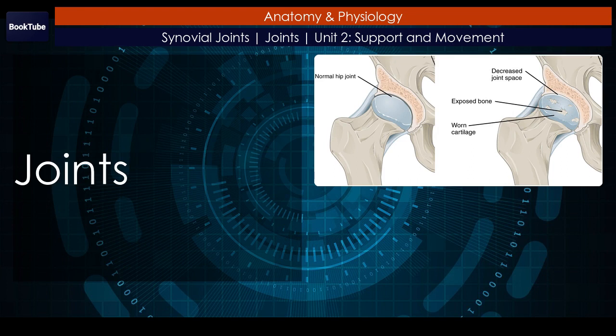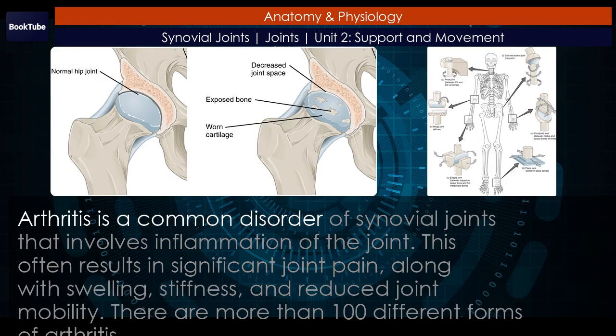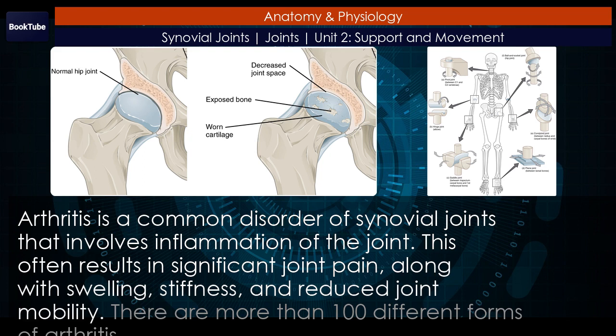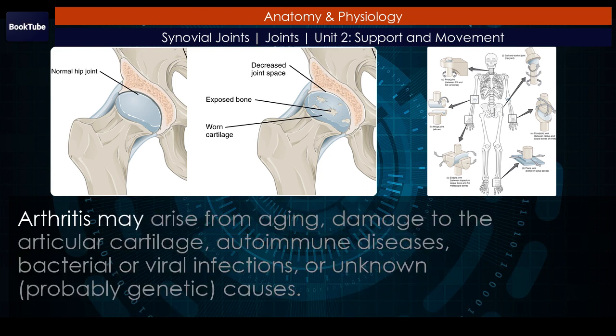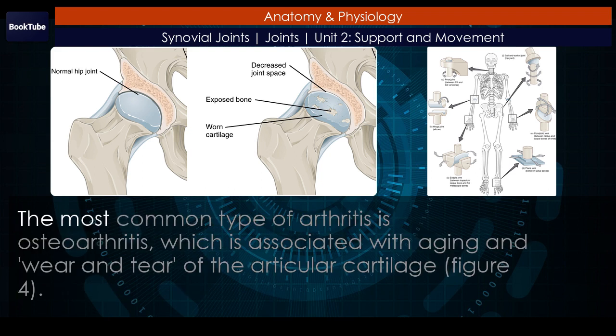Aging and the joints. Arthritis is a common disorder of synovial joints that involves inflammation of the joint. This often results in significant joint pain, along with swelling, stiffness, and reduced joint mobility. There are more than 100 different forms of arthritis. Arthritis may arise from aging, damage to the articular cartilage, autoimmune diseases, bacterial or viral infections, or unknown, probably genetic, causes.